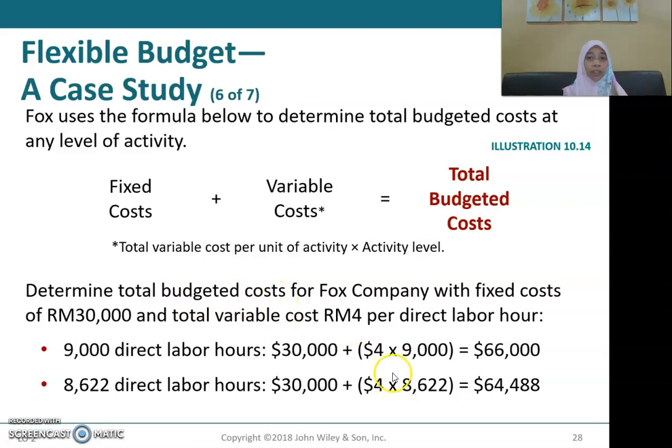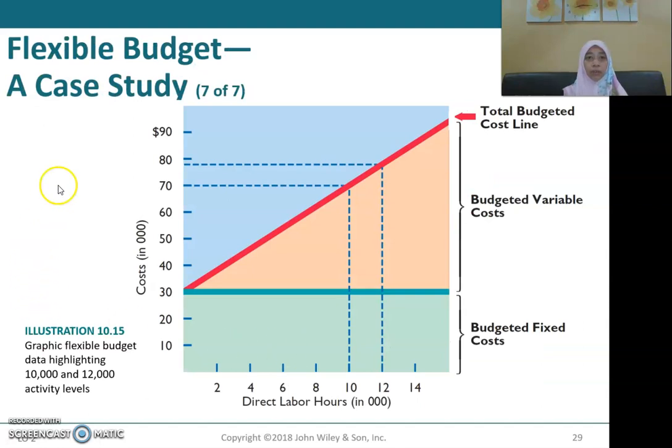From here, because these are straight line, you remember y equals a plus bx, that's a straight line formula. So you can draw it on a graph. So if you were to draw it on a graph, you can see that this one will be your fixed cost line. This one is your cost in thousands. So 30,000 is your fixed cost. So it is a straight line. So this one is your fixed cost.